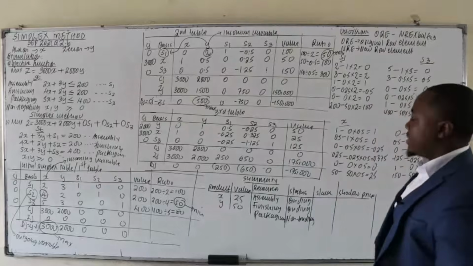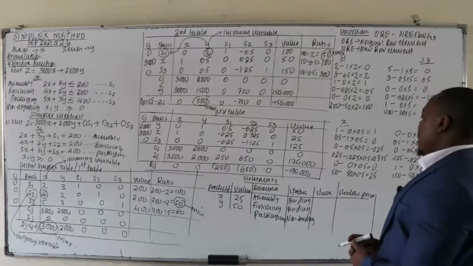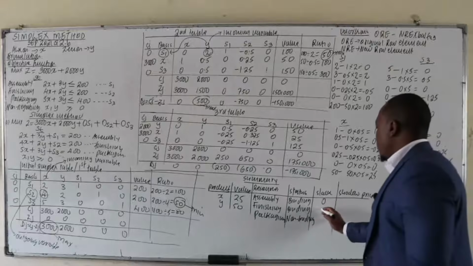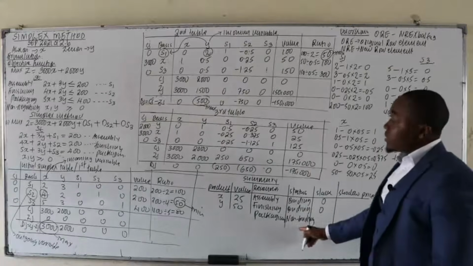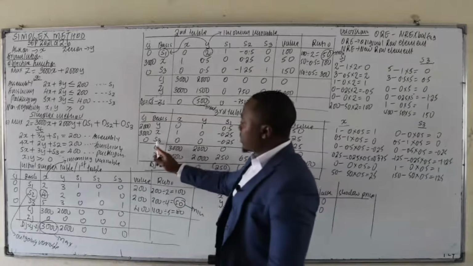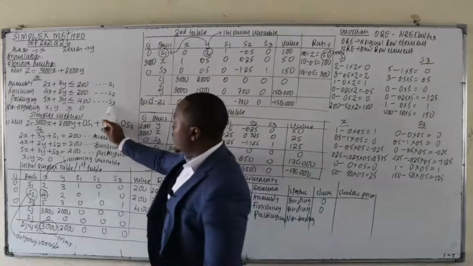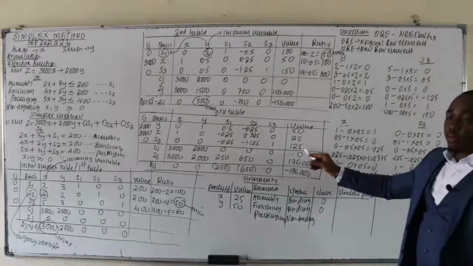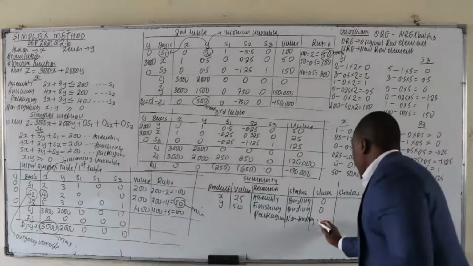Then we get the slack. We see that slack is unused quantity at optimality. And for binding resources, it is always equal to 0. For non-binding, which was S3, S3 refused to move. And there was an unused quantity, an amount of 125.